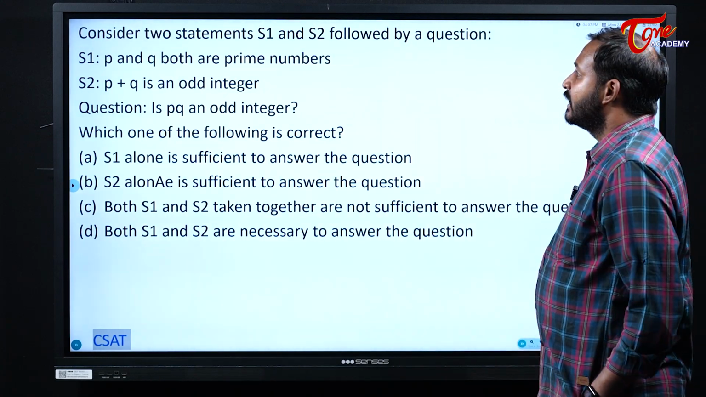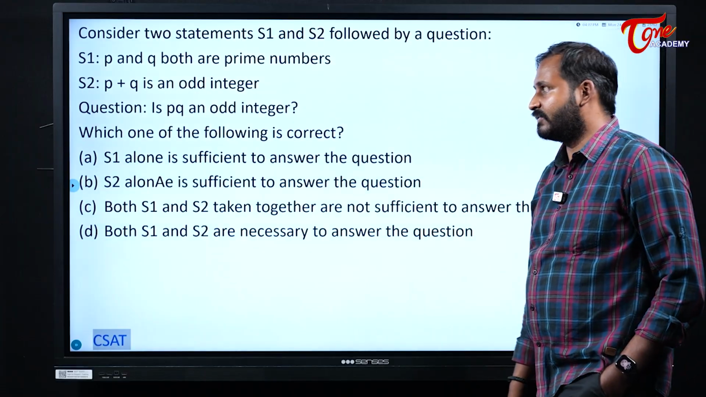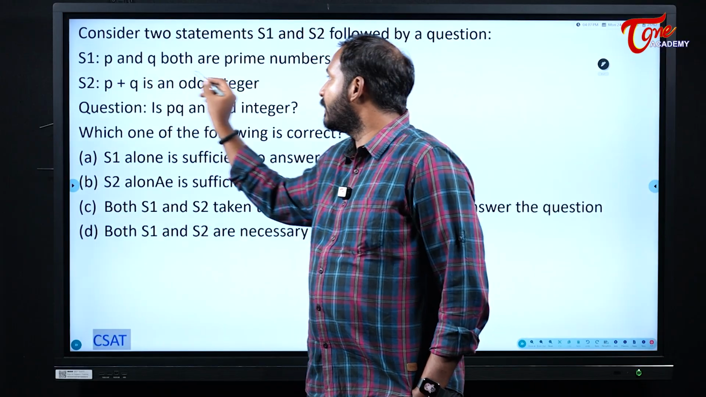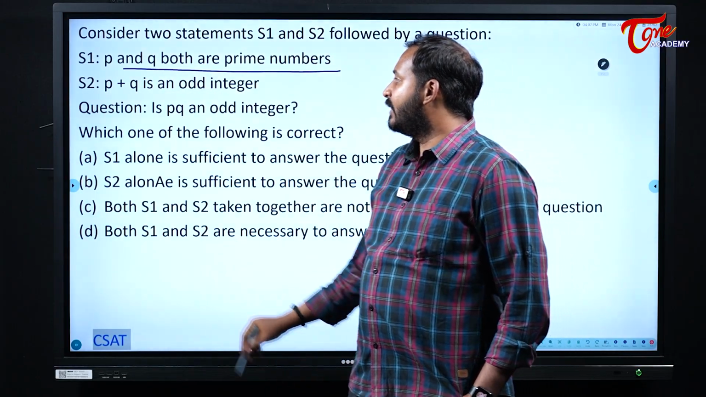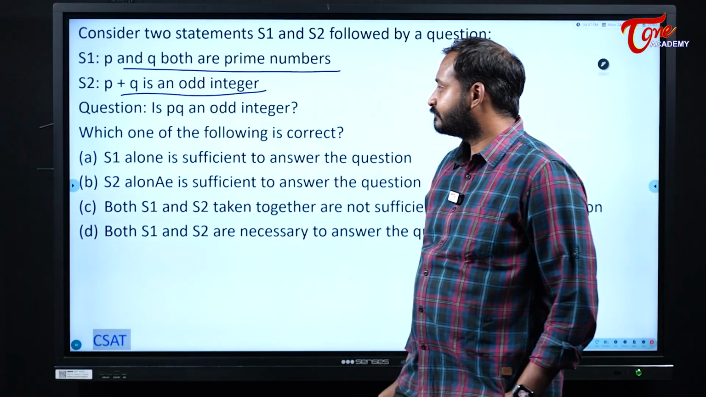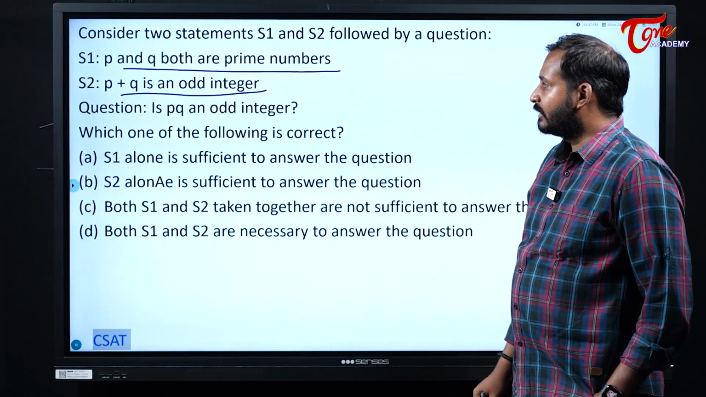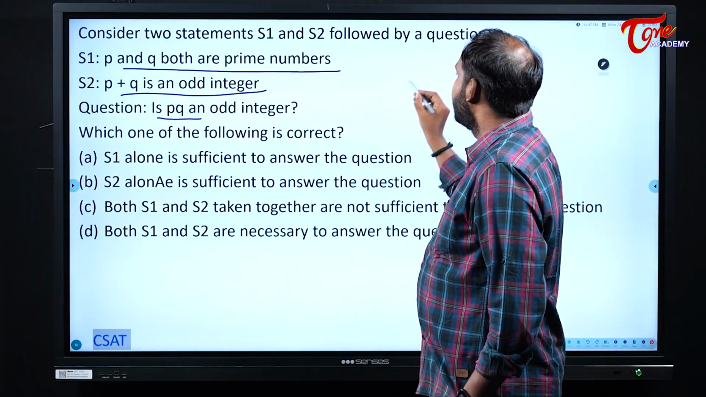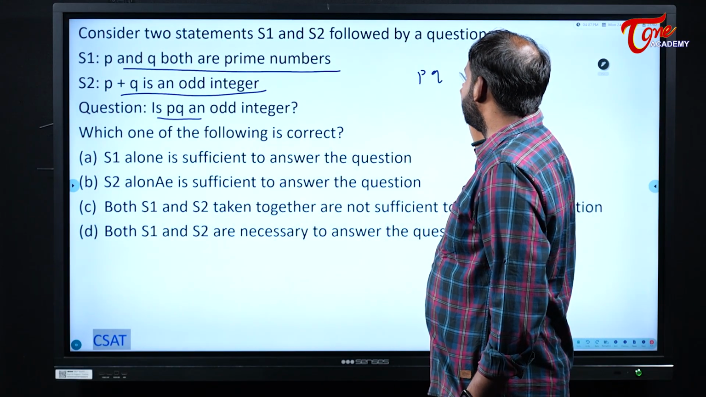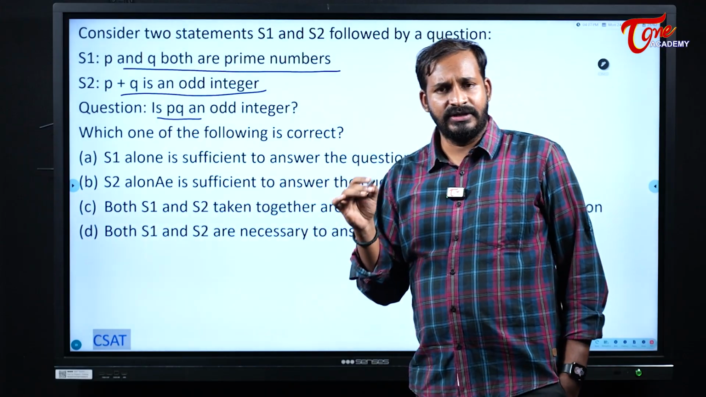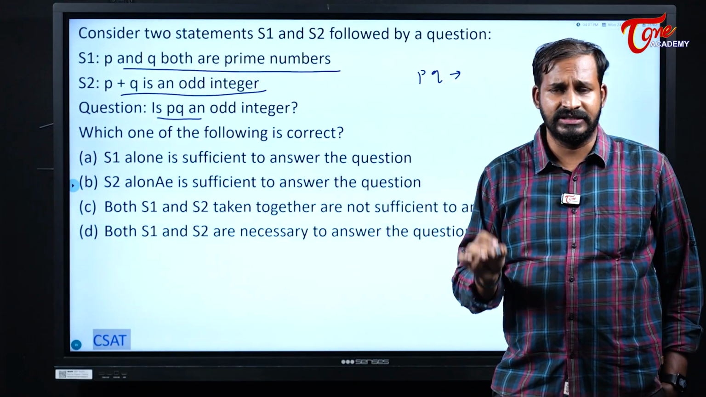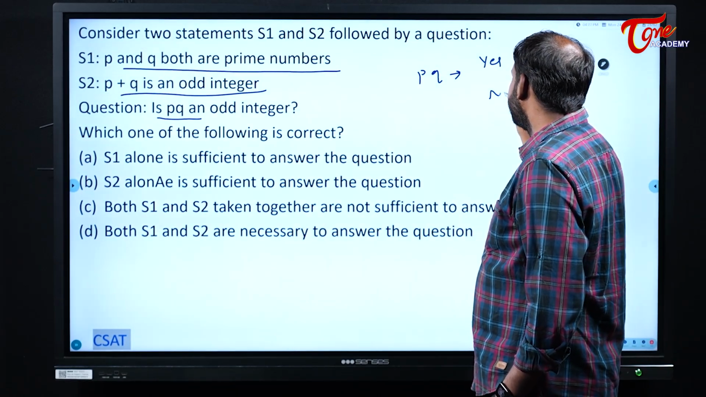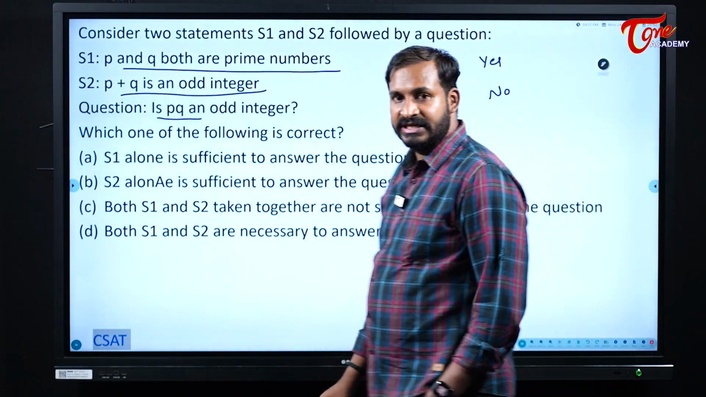Next. Consider 2 statements S1 and S2 followed by a question. Which one of the following is correct? We will see. S1: P and Q are both prime numbers. S2: P plus Q is an odd integer. And the question is: is PQ an odd integer? There is no rule that it should definitely become an odd integer. You can tell your answer as yes or no, but you need to tell 100% yes or 100% no.